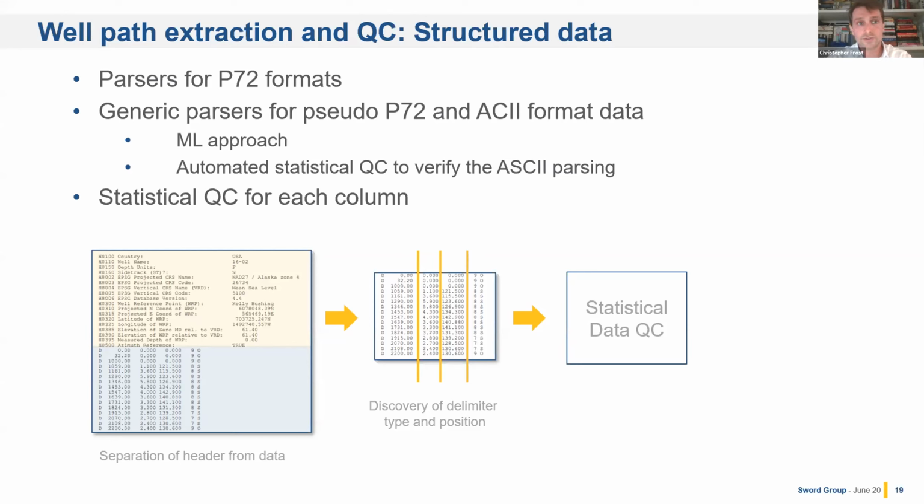So we used a machine learning approach to split data and headers, map columns, and then do a statistical data QC to fit that data into the database and have one standardized format for all WDD data for the whole of the Northern North Sea, where it passed the QC check.